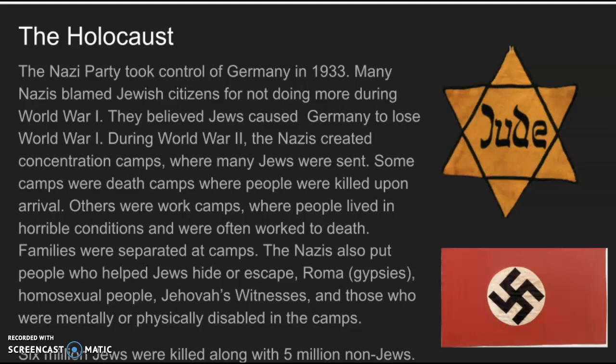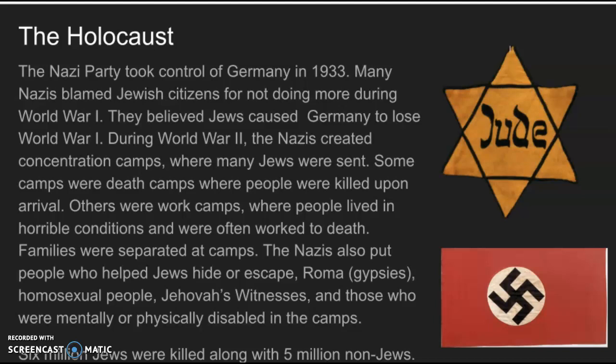Some camps were death camps, where people were killed with poisonous gas when they arrived. Others were work camps where people lived in horrible conditions: crowded, with bed bugs and fleas. They weren't well fed. They weren't taken care of, and they were often worked to death. Families were separated at camps.